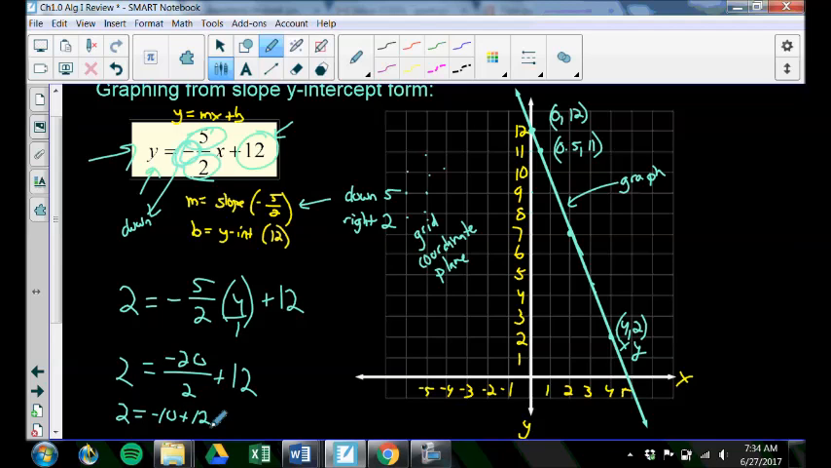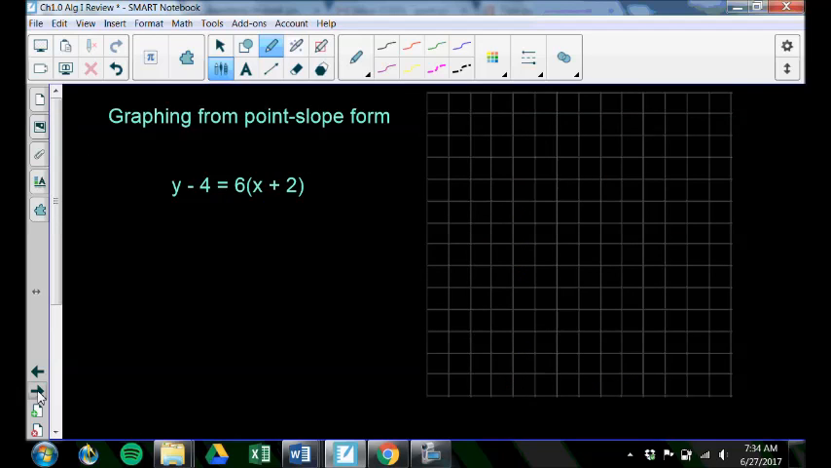So we get 2 equals 2, which works. Every single point on this graph would work in the equation. That's what a graph is. A graph is a picture, a visual representation of all the solutions to an equation. This is in point-slope form.